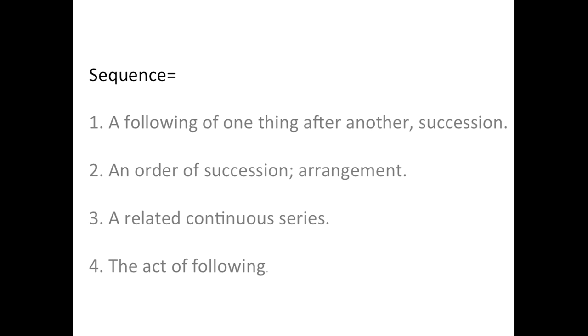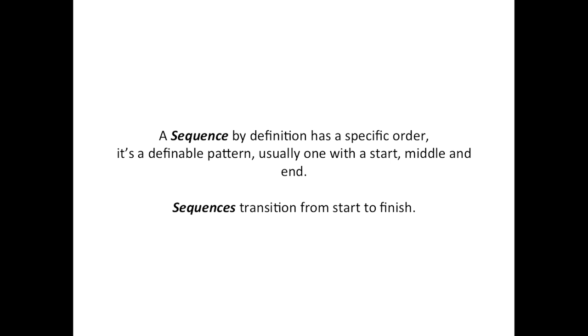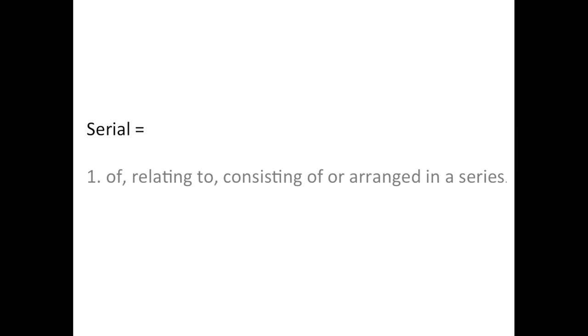Looking at this definition, a sequence has a transition. It has a definable order. Usually a sequence has a start, a middle, and an end. There's some sort of transition of idea from start to end. Serial imagery, on the other hand, is of, related to, consisting of, or arranged in a series. A sequence is a series, but a series need not necessarily be sequential. I should tell you, in art criticism, these words often are used interchangeably. But you can see from these dictionary definitions, they really do have different meanings.